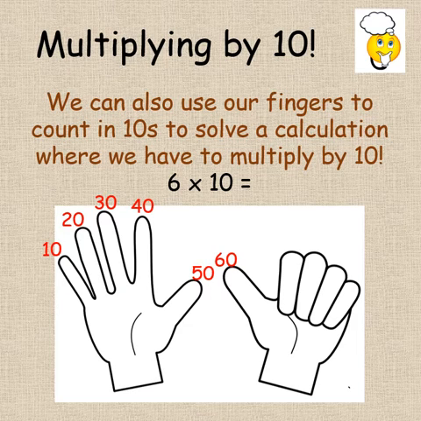Okay, we can also use our fingers to count in tens to solve a calculation when we have to multiply by 10. So the calculation that we're going to work out is 6 multiplied by 10. So I need you to show me 6 fingers. Okay, so when you've got 6 fingers up, you are then going to count in your tens.